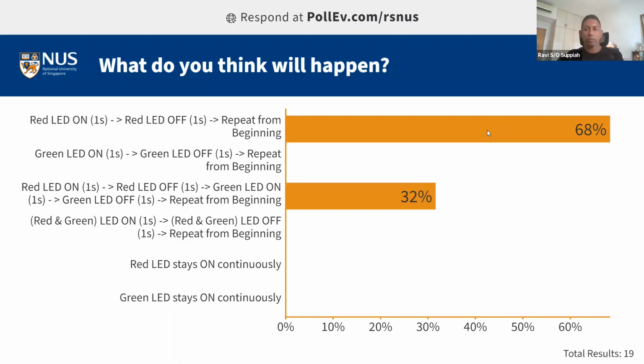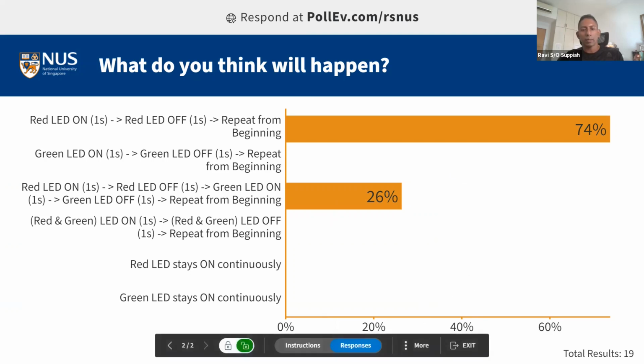In the interest of time, I will just take it as this first. The majority of you are taking option one. That means the red LED is going to be hogging the CPU, so it's just going to be red all the way, and there's no context switching. Then there's a quarter of you who think that it's going to be red first, followed by green, and red and green and so on. So let's end the poll here.